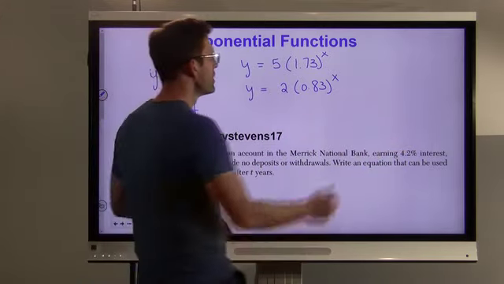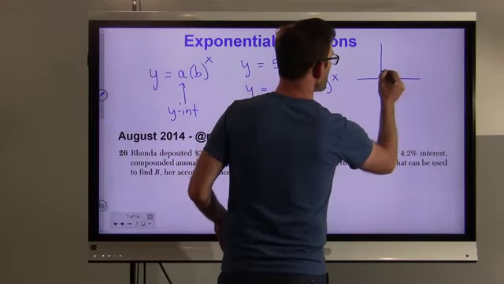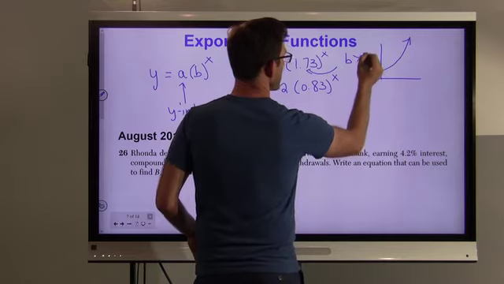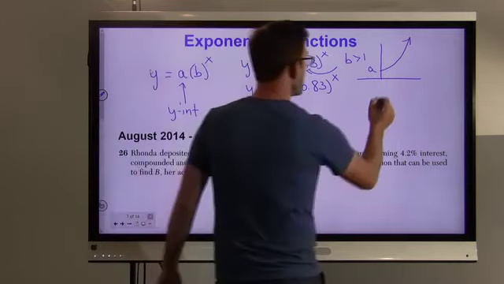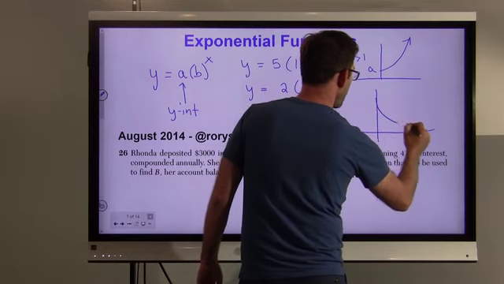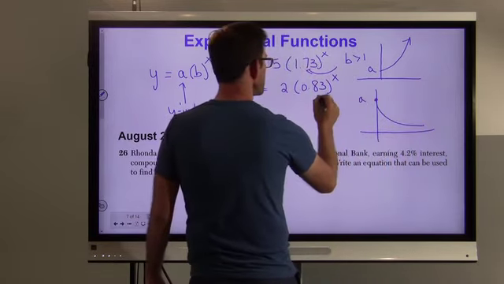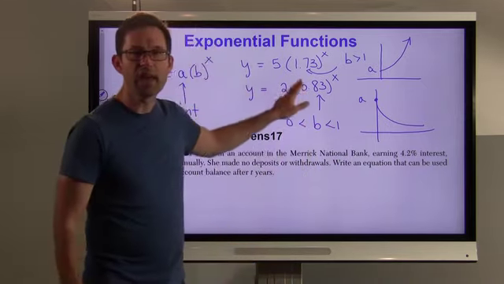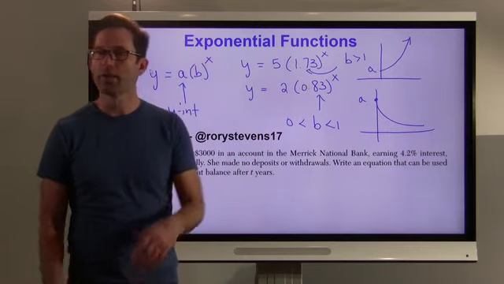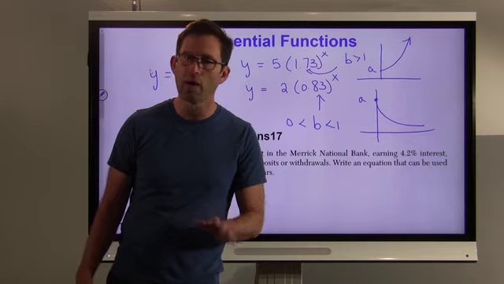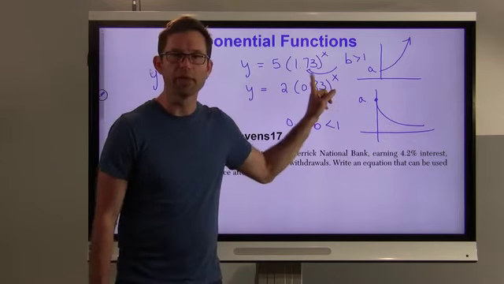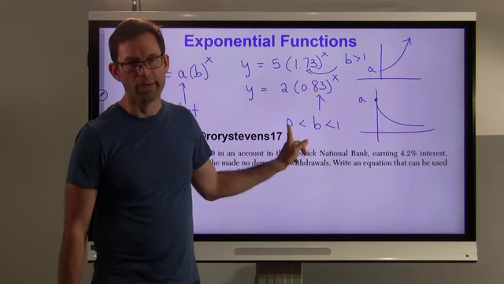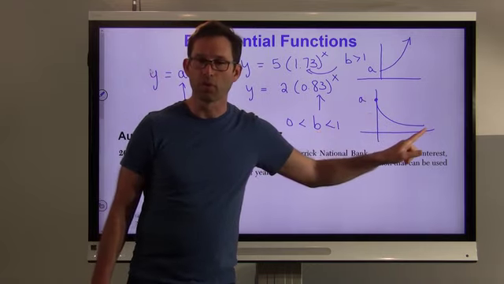Now, exponential functions will either be increasing functions, and that's if the b is greater than 1, or they will be decreasing or decaying functions, and that's if the b is less than 1 but greater than 0. The base of an exponential function is never negative. All right, there's a variety of reasons for that. We're not going to go into it right now. All you have to worry about is the idea that when the base is bigger than 1, the exponential function increases. When the base is less than 1 but greater than 0, then the exponential function decreases.